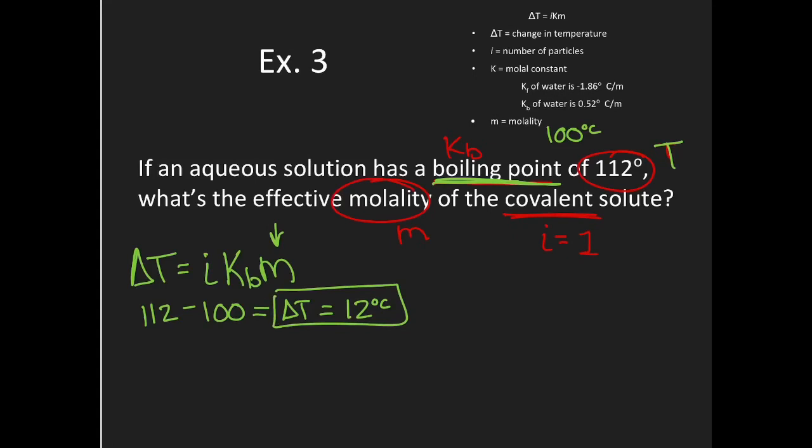Now I can plug that into my equation with the rest of my variables. So I have 12 equals I, which we found to be 1, times your KB of 0.52 times the molality. That's what we're solving for. So I'm going to simplify right here. So I have 12 equals 0.52 times molality, which is what I'm looking to solve for. Divide by 0.52 on both sides so that those cancel, and I'm solving for m. So I get a molality of 23.07.